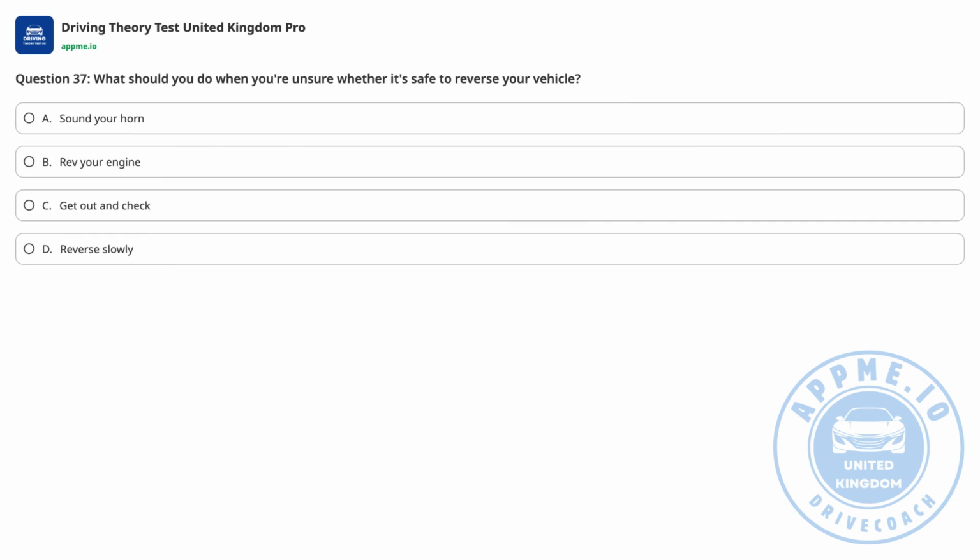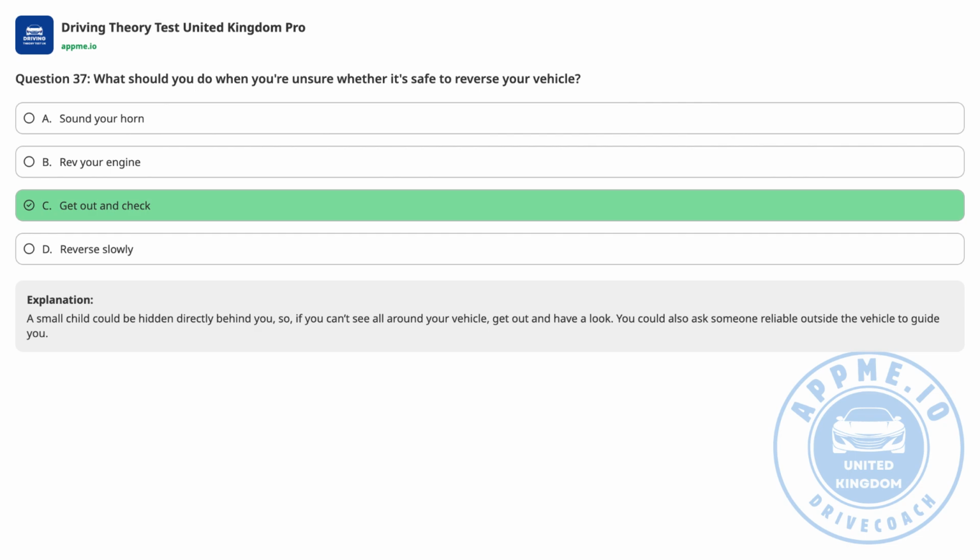Question 37. What should you do when you're unsure whether it's safe to reverse your vehicle? A. Sound your horn. B. Rev your engine. C. Get out and check. D. Reverse slowly. The correct answer is C.